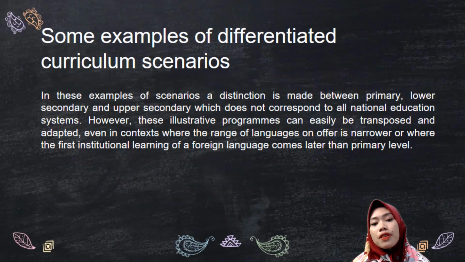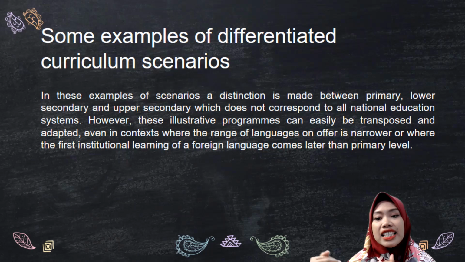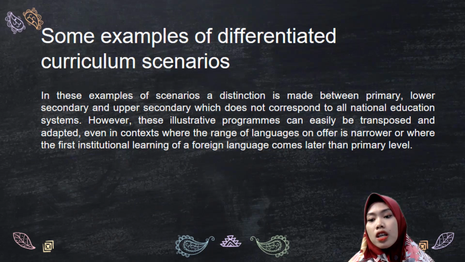Okay, in those examples of scenarios a distinction is made between primary, lower secondary, and upper secondary, which doesn't correspond to all national educational systems, but these illustrative programs can easily be transposed and adapted even in contexts where the range of languages on offer is narrow or where the first institutional learning of a foreign language comes later than primary level.